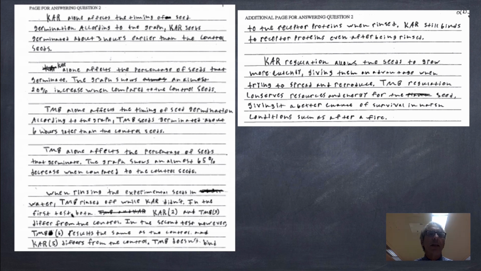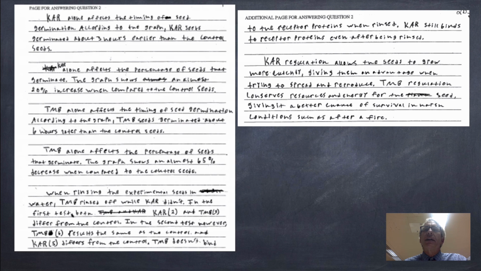There's a point. When rinsing the experimental seeds in water, TMB rinses off while KAR didn't. In the first test, both KAR and TMB differ from the control. Look, they're using numbers of which groups they're comparing. In the second test, however, TMB results the same as the control and the KAR does not. Once again, they're identifying the number of the group they were talking about. TMB doesn't bind to the receptor proteins when rinsed. KAR still binds to the receptor proteins even after being rinsed.